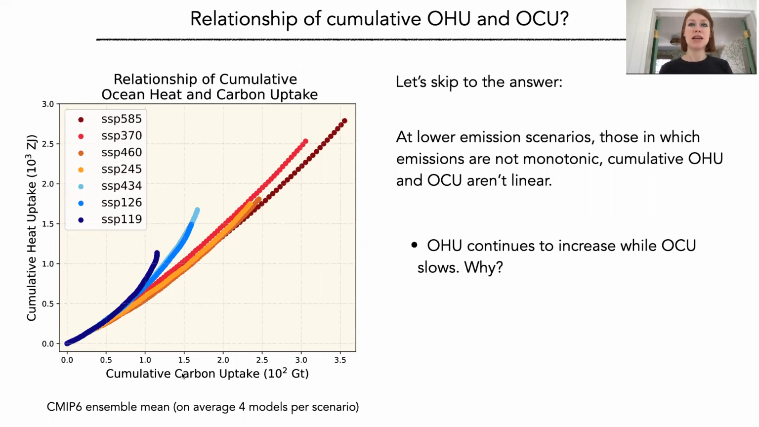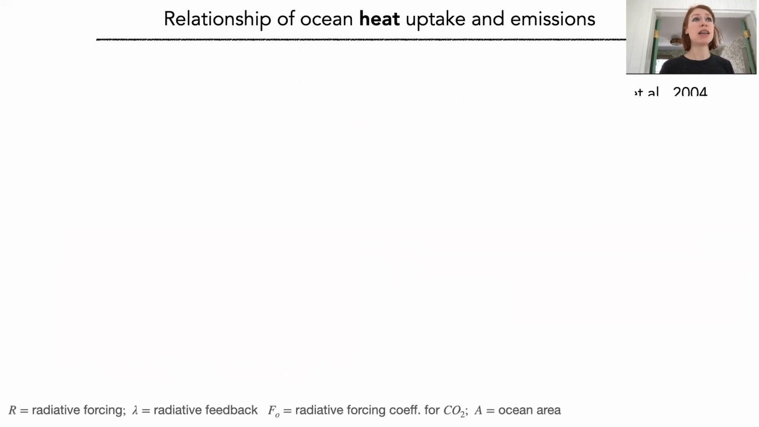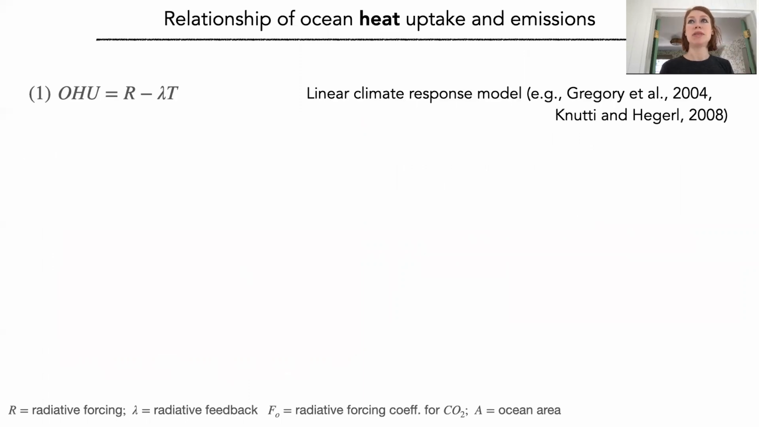To better understand it, it helps to take a step back and think about the relationship of ocean heat and carbon uptake to emissions on a very simplistic, zeroth order level. So let's start with the simple linear climate response model, which relates the rate of ocean heat uptake to the rate of radiative forcing minus the radiative response of the atmosphere, the radiative feedbacks at the ocean surface or in the surface climate.